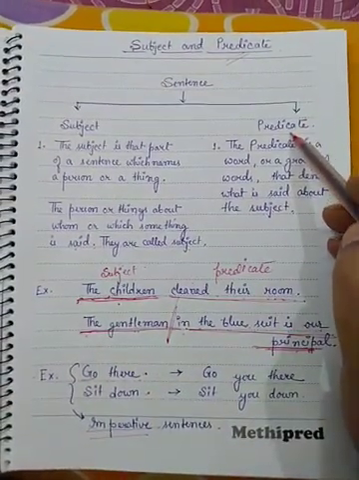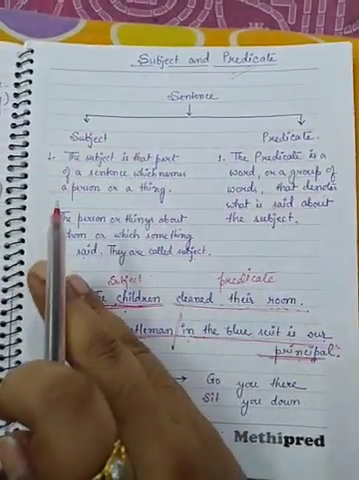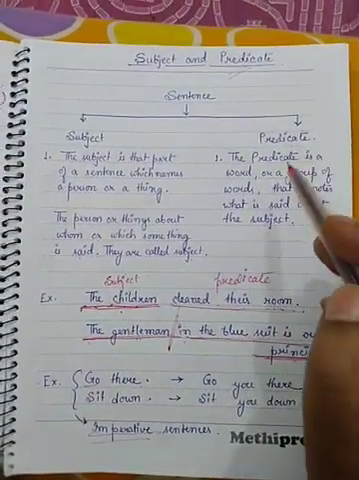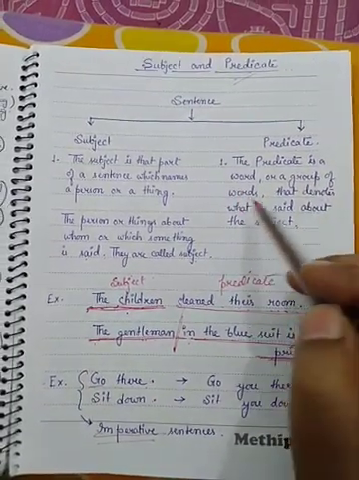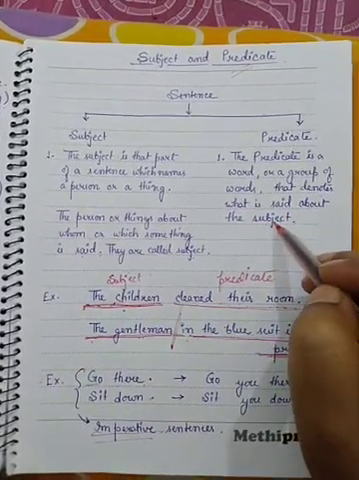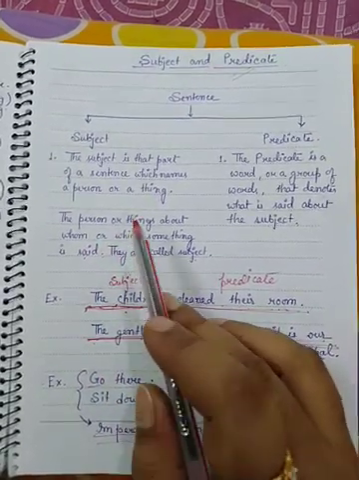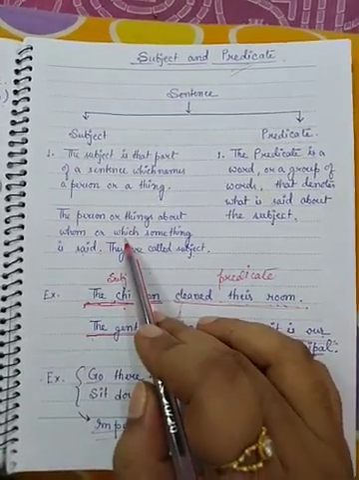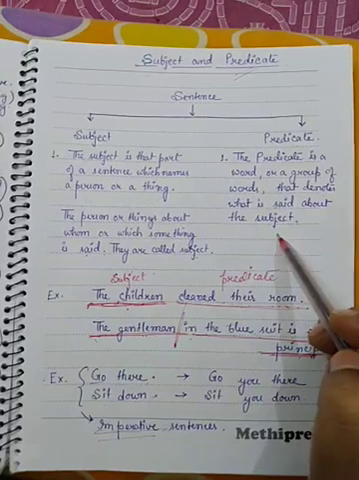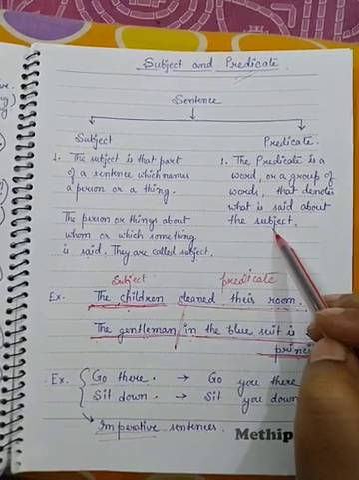Next, predicate. Predicate means, irrespective of the subject, which is one part of the sentence, the remaining part of the sentence is called the predicate. The predicate is a word or a group of words that denotes what is said about the subject. So a subject is about whom or which something is said, and what is said about the subject is the predicate of the sentence. Whatever is said about the subject is the predicate.